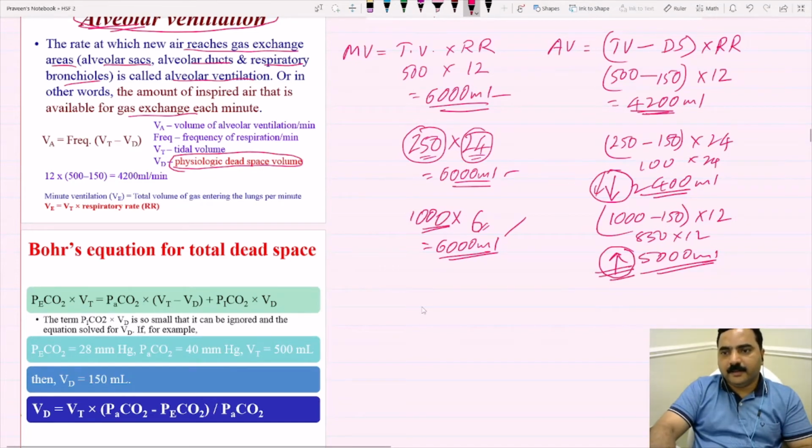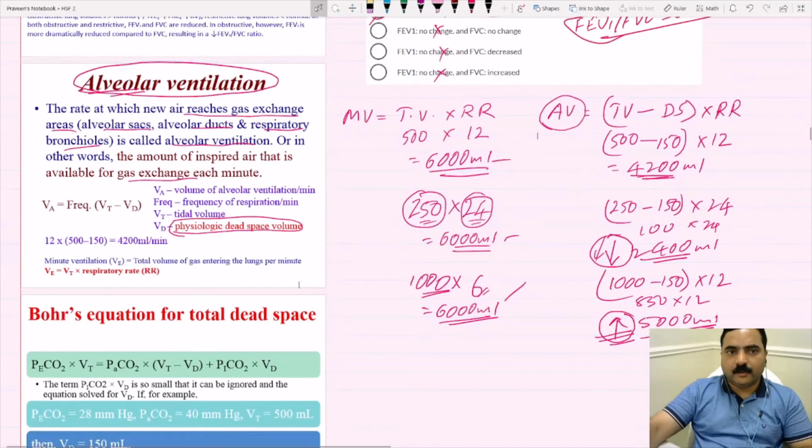And as far as the patient is concerned, the alveolar ventilation is more important, because alveolar ventilation is the one that is used for the exchange. Okay, so now comes the important concept of the dead space. How much is the dead space in a person?